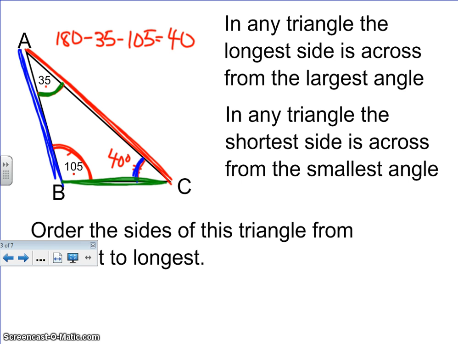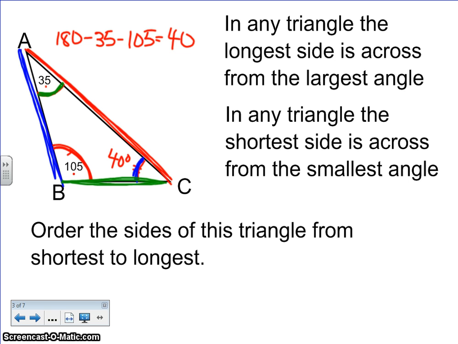The question says, order the sides of the triangle from the shortest to the longest. So the shortest side is going to be across from the smallest angle, the 35. So the shortest side is going to be BC. The next shortest side is going to be across from the 40 degree angle, so that's going to be AB. And then the biggest side is going to be across from the biggest angle, across from the 105 is going to be AC. And that's how you order the sides of a triangle when you know the angles.